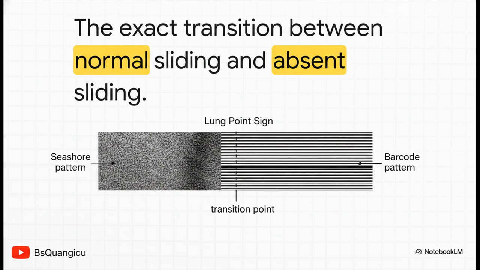So how do we actually prove it's a pneumo? We hunt for the ultimate diagnostic payoff, the lung point sign. This is the exact specific transition where you can visually see normal lung sliding intersect with the complete absence of sliding. It's the literal physical boundary where the collapsed lung meets the normal lung, touching the chest wall. Finding this doesn't just definitively rule in the pneumothorax, it also helps you quantify exactly how large it is.